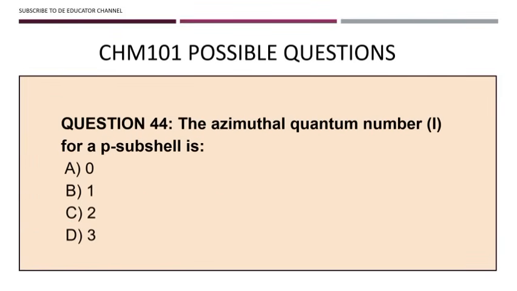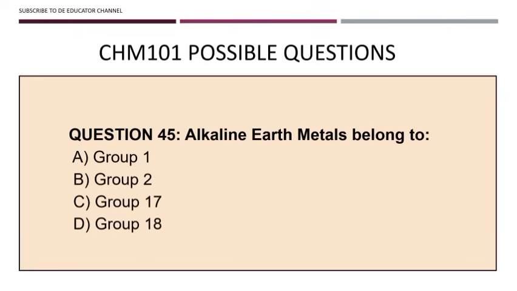The azimuthal quantum number for the p subshell, this is another thing you must take note of, is 1. Remember what we said about the azimuthal quantum number: s is 0, p is 1, d is 2, and f is 3. These are things you should take note of. Question 45. Alkaline earth metals belong to group 2. Please take note: alkaline earth metals and alkali metals are two different things. Alkali metal is group 1. Alkaline earth metal is group 2.